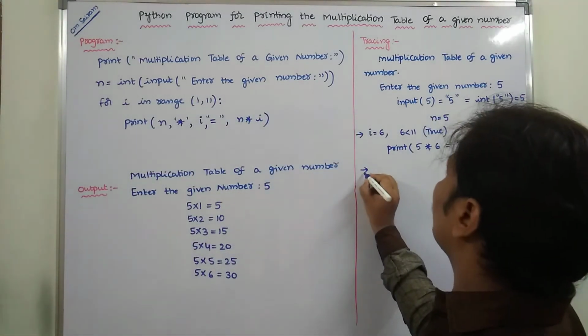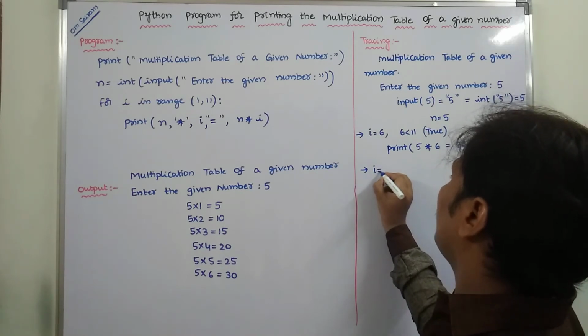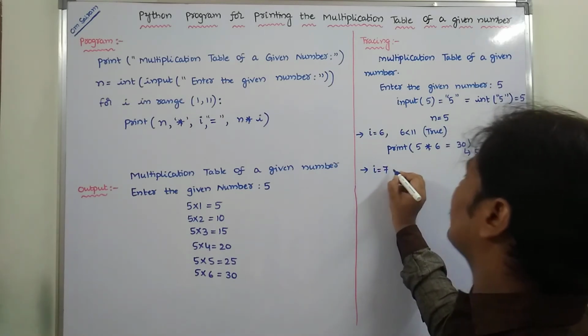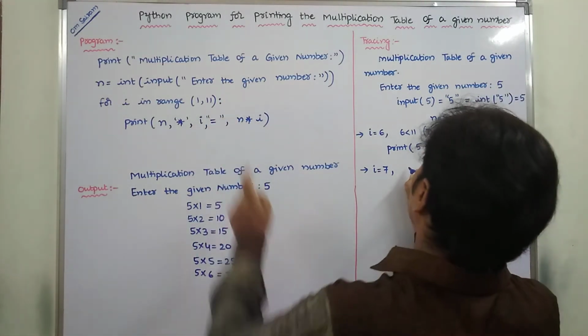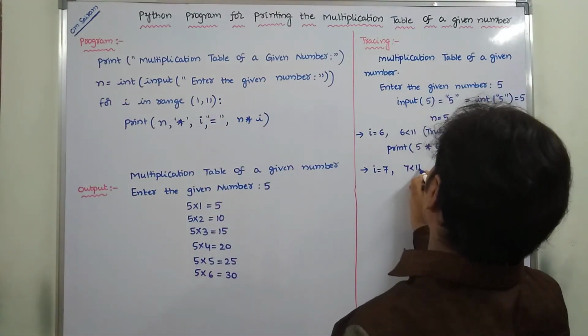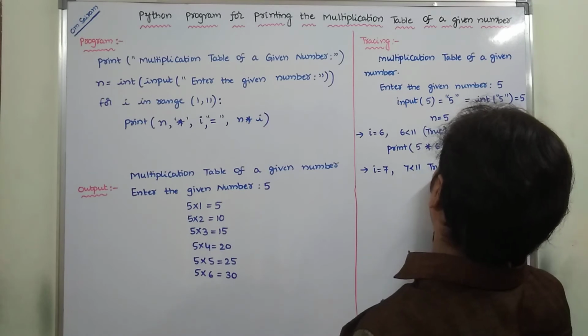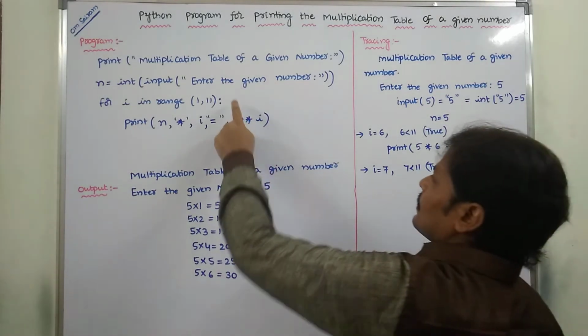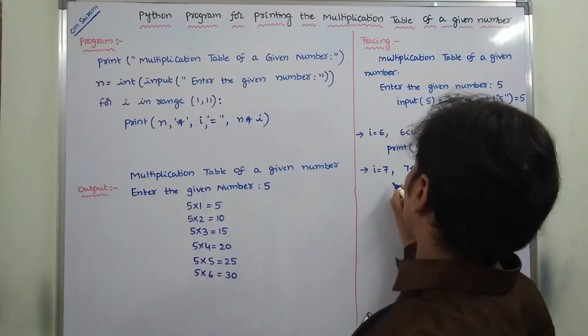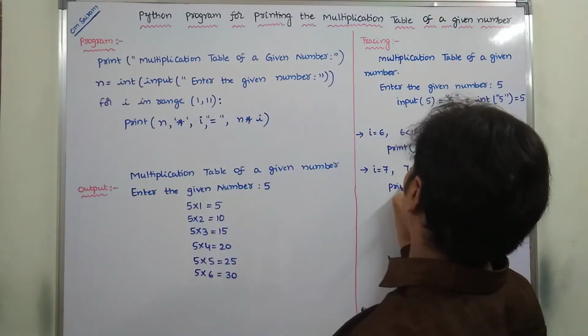Now I value is incremented. Previously I value 6. 6 is incremented by 1, that is 7. Now 7 less than 11. Here the condition is true. If the condition is true, then the control goes to the statement within the body of the for loop.